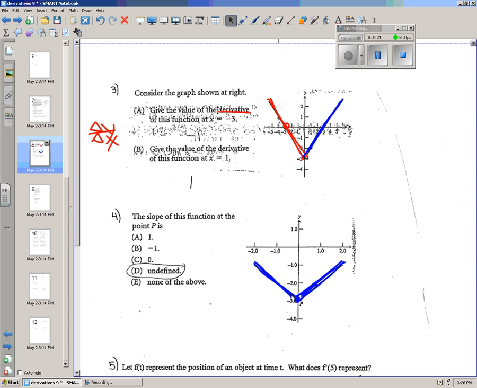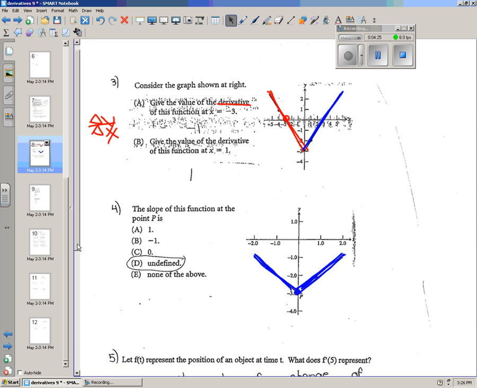Okay, let's look down at 5. So for 5, they're telling us that the position of an object is given by f of t. And they're asking us what f prime of 5 means. Remember, the derivative is always change in y over change in x. You just have to fill in the real world information they're giving you. So they're telling you that y is the position and x is the time, or t is the time. So it's change in position compared to change in time at time 5.